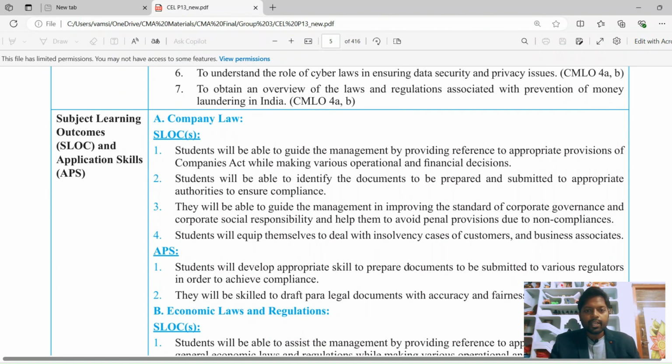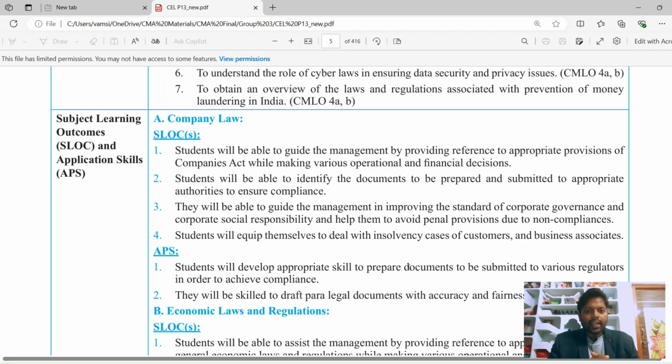Number two, students will be able to identify the documents to be prepared and submitted to appropriate authorities to ensure compliance. Whenever the companies are preparing some documents, you will be able to identify the documents to be prepared and submitted to appropriate authorities, to which authorities a particular document should be submitted, and how these documents are prepared. All this knowledge will be gained by you.